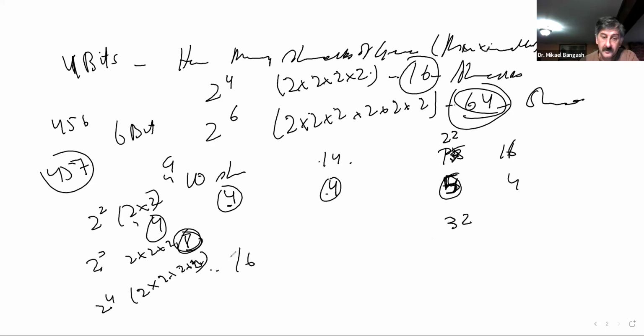Because 4 bits could only give us 16 shades. So we need more than 4 bits to display a number of shades that is greater than 16. 5 bits can display up to 32 shades. Did you guys get that? Yes.